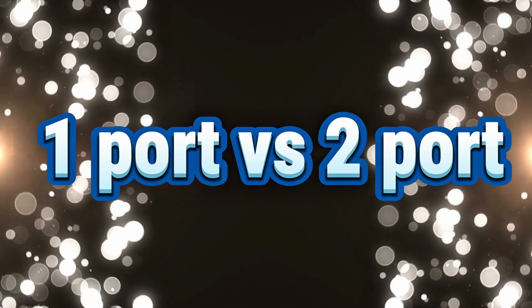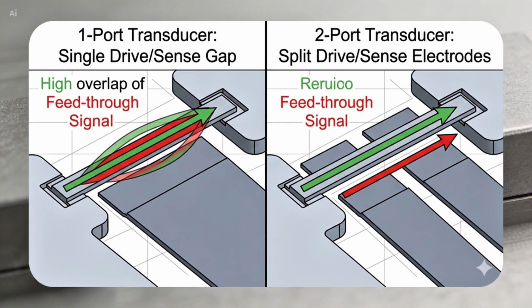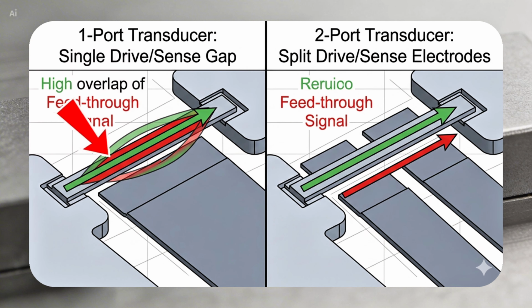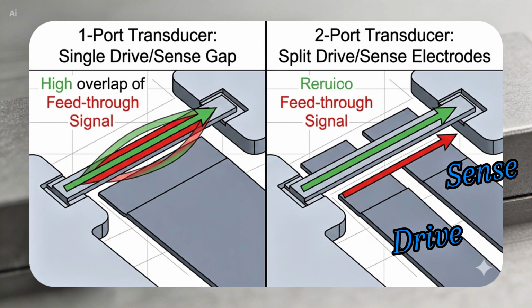One-port versus two-port transducers. So far, we've looked at a one-port structure where we actuate and sense across the same capacitive gap, but we can also design two-port devices. In a two-port configuration, we split the bottom electrode into a drive electrode and a sense electrode.